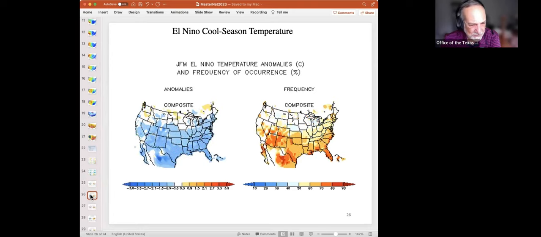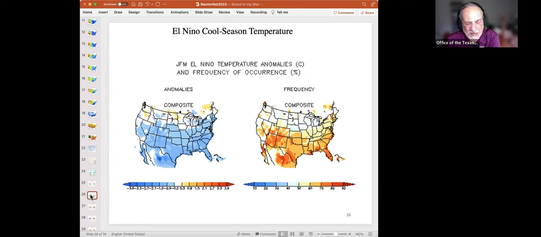Temperatures are cooler during an El Nino, and that's a bit more predictable. Basically, with the jet stream farther south, the cold air is closest to us. With it being wetter than normal, we have more clouds. So both those factors are contributing to El Nino winters typically being cooler ones.